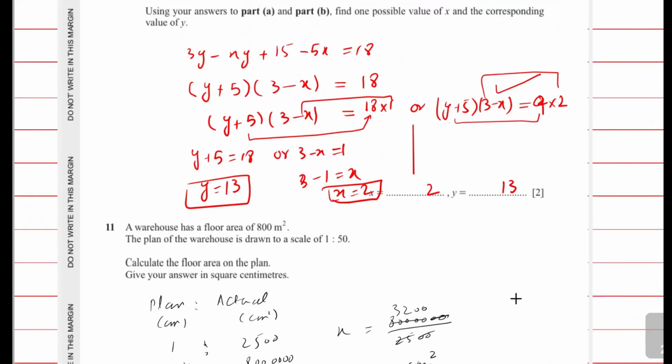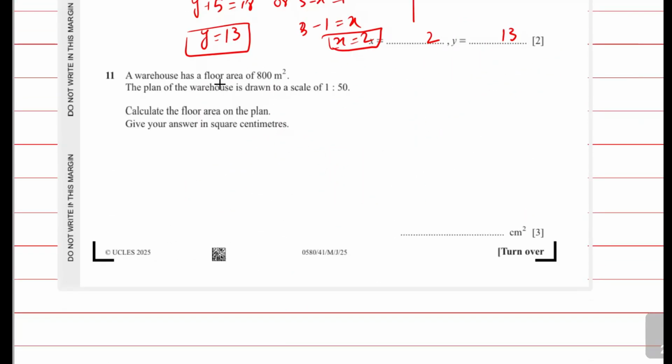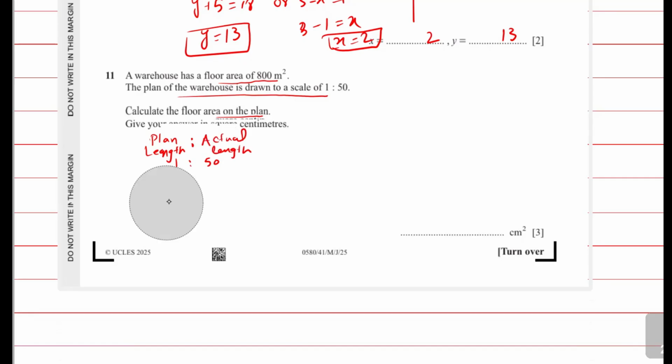Question number 11. A warehouse has a floor area of 800 meters square. The plan of the warehouse is drawn 1:50. Calculate floor area on the plan. Give your answer in square centimeter. Look here, this is the ratio given here, 1:50. And this ratio is plan length to actual length. And this value in centimeter, we write 1:50. This is in centimeter.